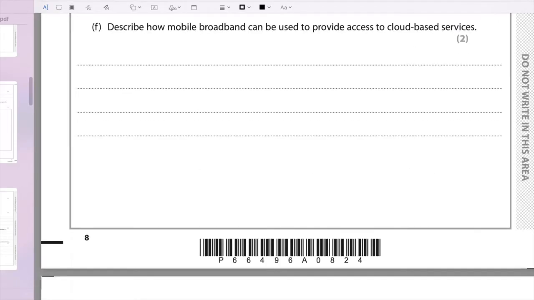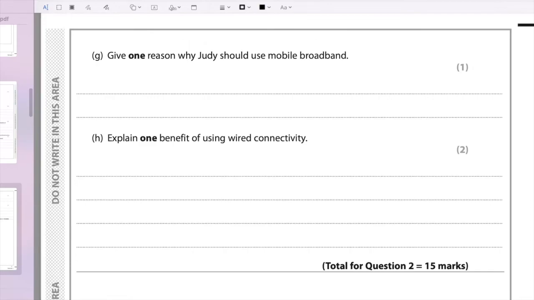F. Describe how mobile broadband can be used to provide access to cloud-based services. So my answer is the mobile phone network provides access to the internet. G. Give one reason why Judy should use mobile broadband. So I put there, it's more secure than using public Wi-Fi. Public Wi-Fi is very insecure and you should not use it for personal data, things like that. So it's definitely going to be more secure than public Wi-Fi. And I'm going to put that as my answer. And don't forget, it's only 1 mark, so you don't need to write loads there.